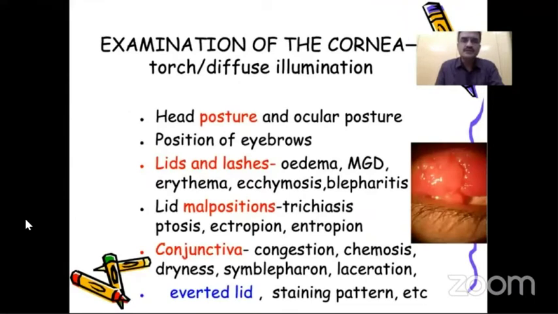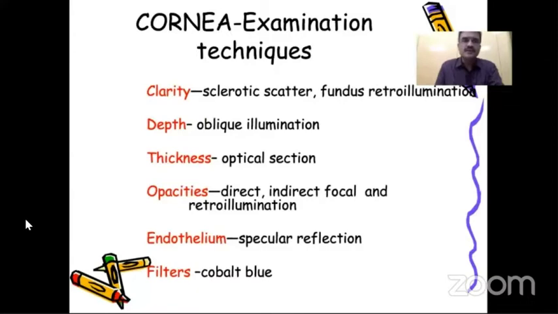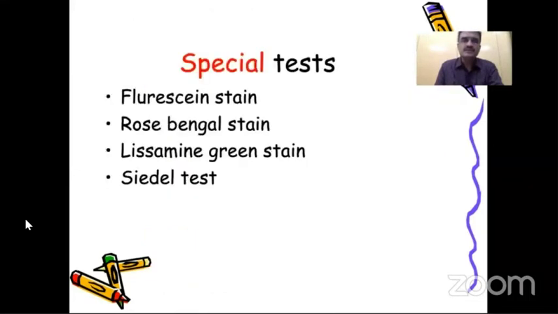Corneal examination includes assessment of the complete patient, including the adnexa, before you come to the slit lamp examination. All the layers of the cornea can be visualized by slit lamp examination, and a thorough slit lamp examination is a must before you document a corneal case. And there are various techniques to assess the clarity of the cornea, the depth of the cornea, different illumination techniques to see the thickness, opacities, or the endothelium of the cornea, and you can use special filters in certain conditions. All these things you have to be well versed with, and of course you have to be well versed with these special tests also when you assess the cornea.